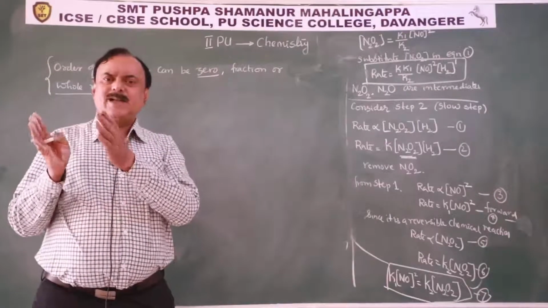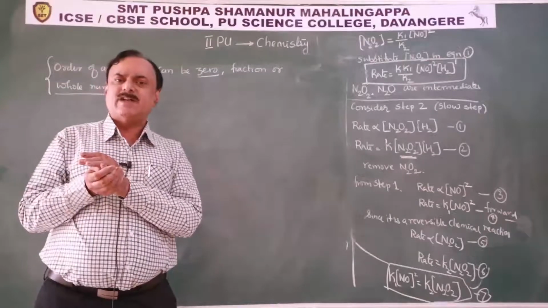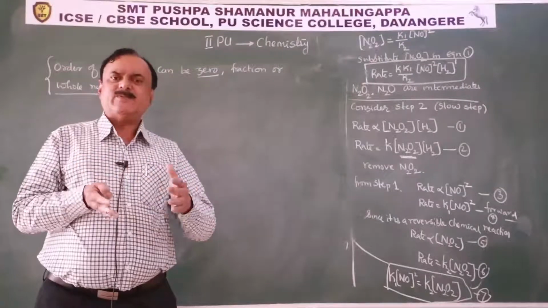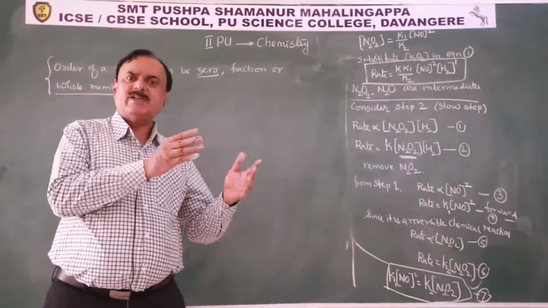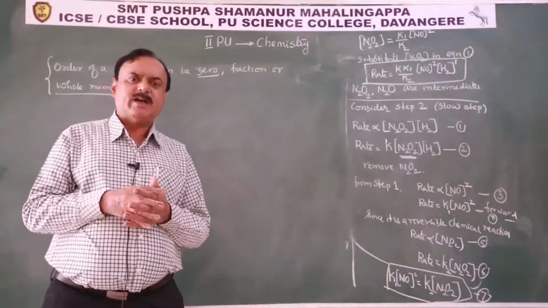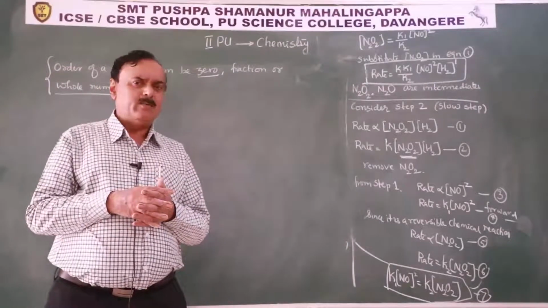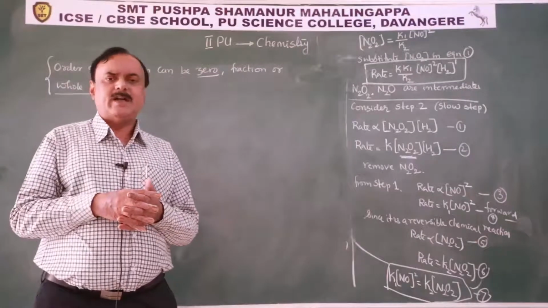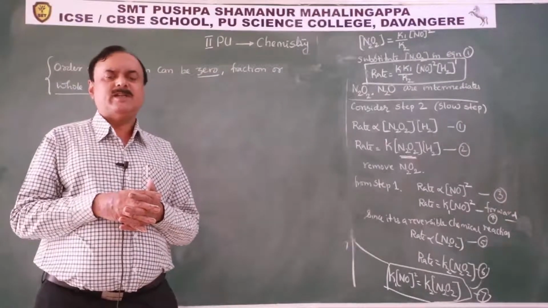Whereas a balanced chemical reaction is required in the determination of the molecularity of the chemical reaction, the experimentally determined rate equation for the reaction is required in the determination of the order of the chemical reaction. Very important question: mention the differences between order and molecularity of the chemical reaction.